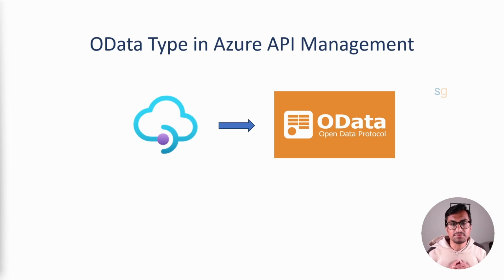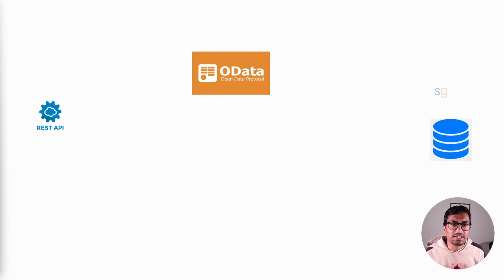Let's get started now. Let's understand what is OData API. OData, or Open Data Protocol, is a standard protocol for building and consuming RESTful APIs. Think of it as a set of rules and conventions that allow us to retrieve and publish data over the web. To put it in simple terms, OData makes it easy to share and manage data across different platforms in a consistent way.